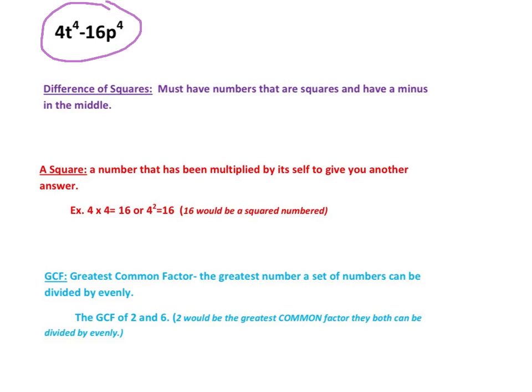And a square number is a number that has been multiplied. Two numbers have been multiplied together to give you a 4. So, for example, 4 times 4 is 16, or 4 squared is 16.